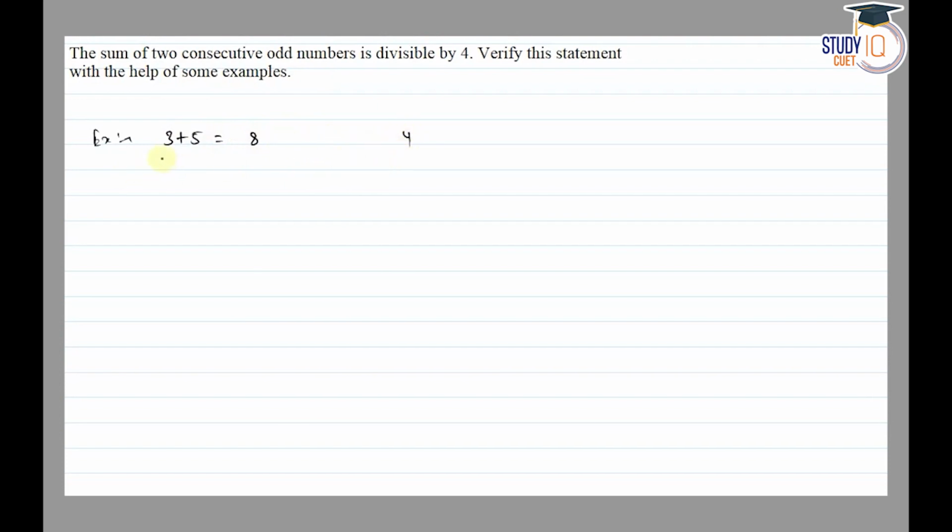नेक्स्ट ले लेते हैं 7, then next consecutive odd number हो जाएगा 9. 9 plus 7 is 16 which is also divisible by 4. So the sum of two consecutive odd numbers is divisible by 4.